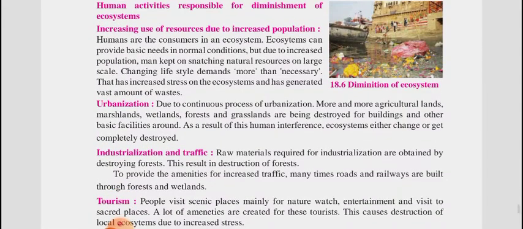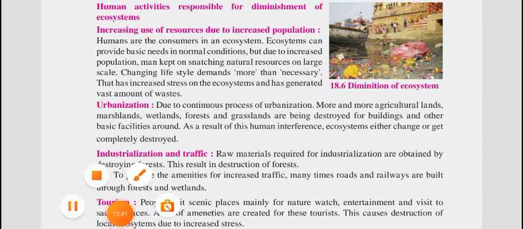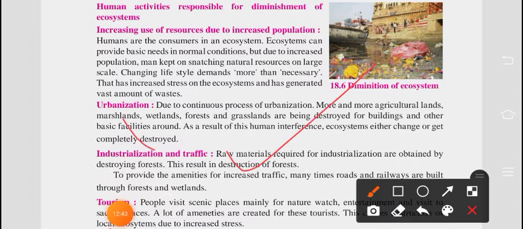So kindly read this part. This is the part of your homework which you have to read as well as write: the diminishment of ecosystem, the factors which are responsible for the diminishment of ecosystem. So please read it out.